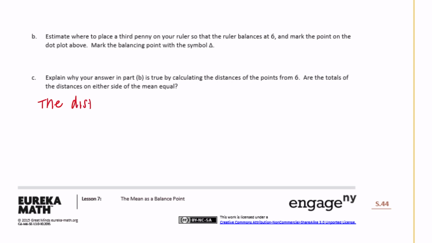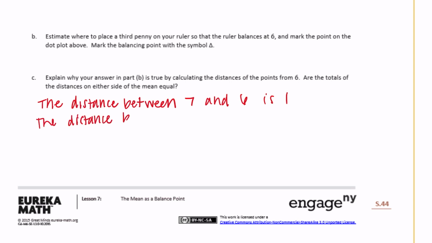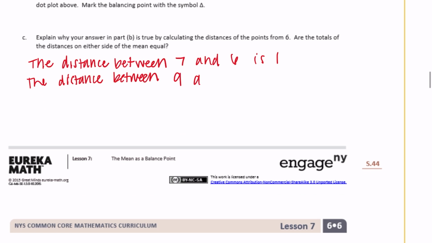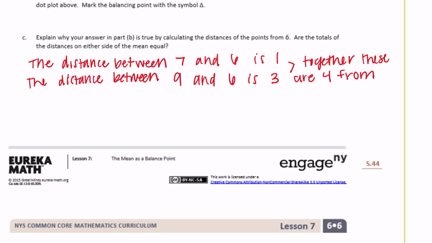The distance between 7 and 6 is 1. The distance between 9 and 6 was 3. Together, these are 4 from 6. So the distance is 4 from 6.